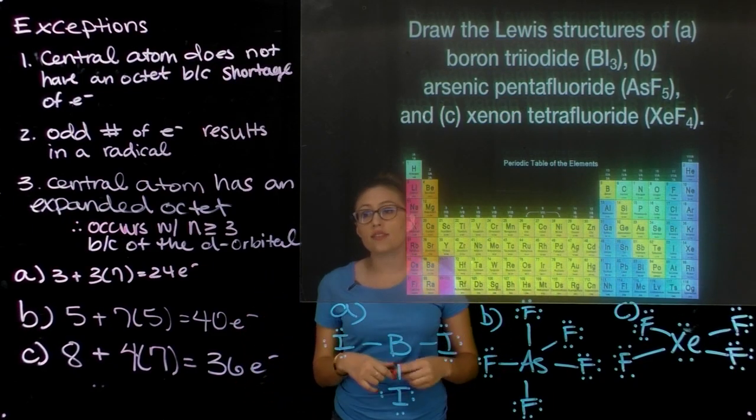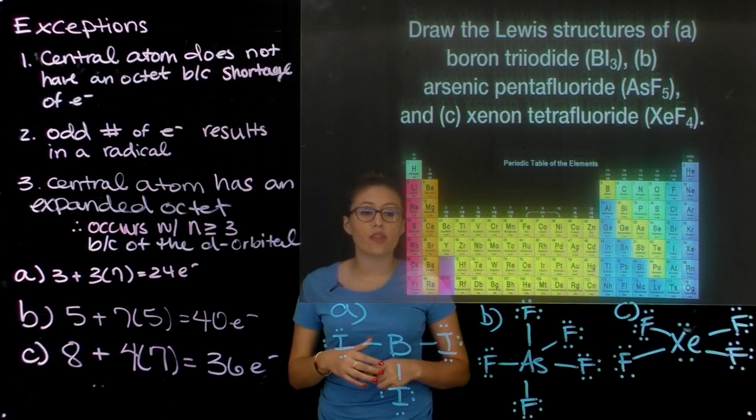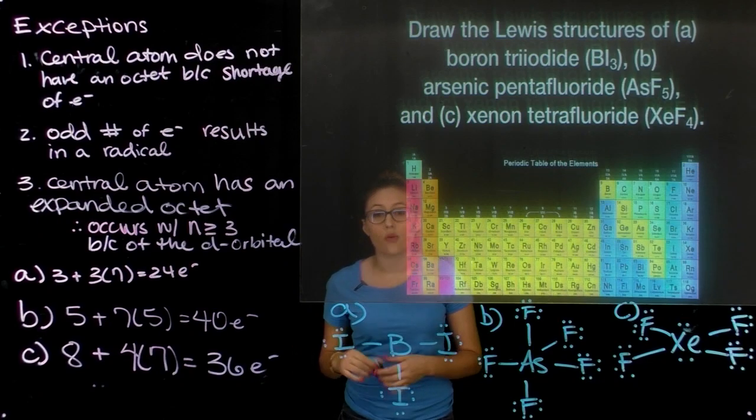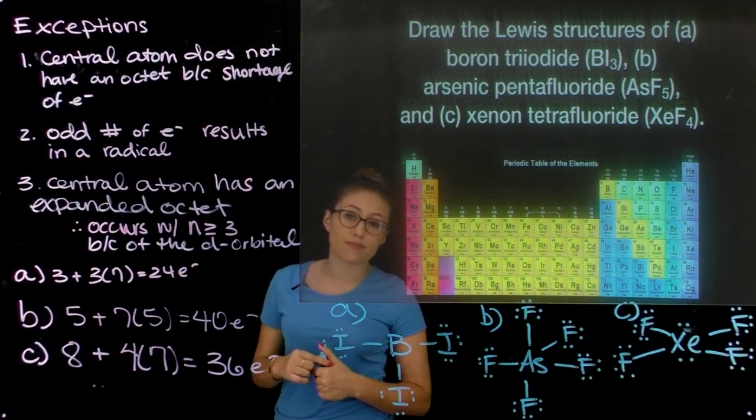So these are 3 cases that you could have with the exceptions to the octet rule. It's important to go ahead and practice each scenario that corresponds to each exception.